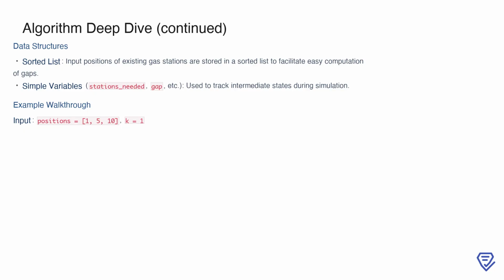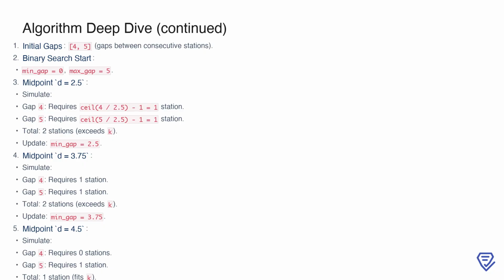Let's now illustrate this with an example. Suppose the input positions of gas stations are 1, 5, 10, and we are allowed to add k equals 1 new station. The task is to minimize the maximum distance between adjacent gas stations. The initial gaps between consecutive stations are 4, 5. The binary search starts with min_gap equals 0 and max_gap equals 5, the largest initial gap.